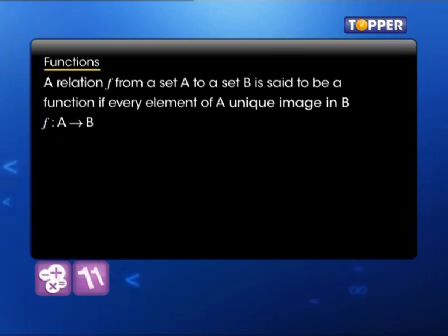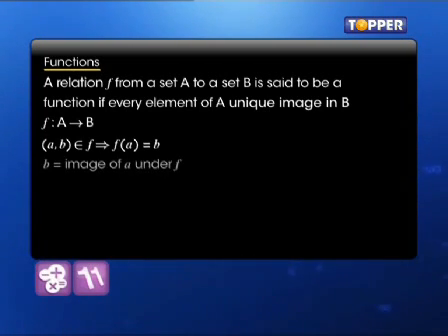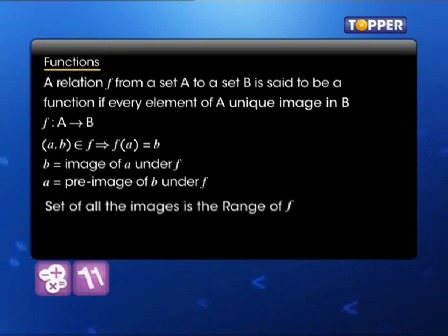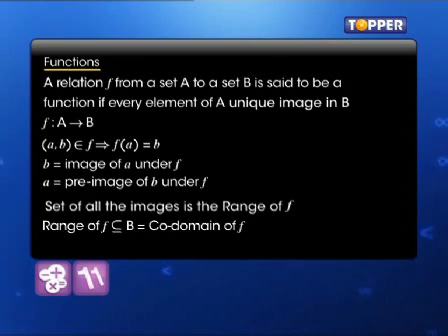If an ordered pair (a, b) belongs to the relation f, then we write f(a) = b. The element b is called the image of a under f. The element a is called the pre-image of b under f. And the set of all the images is termed the range of f. This will be a subset of the set B, which is called the codomain of f. That should give you a clear idea of a function.